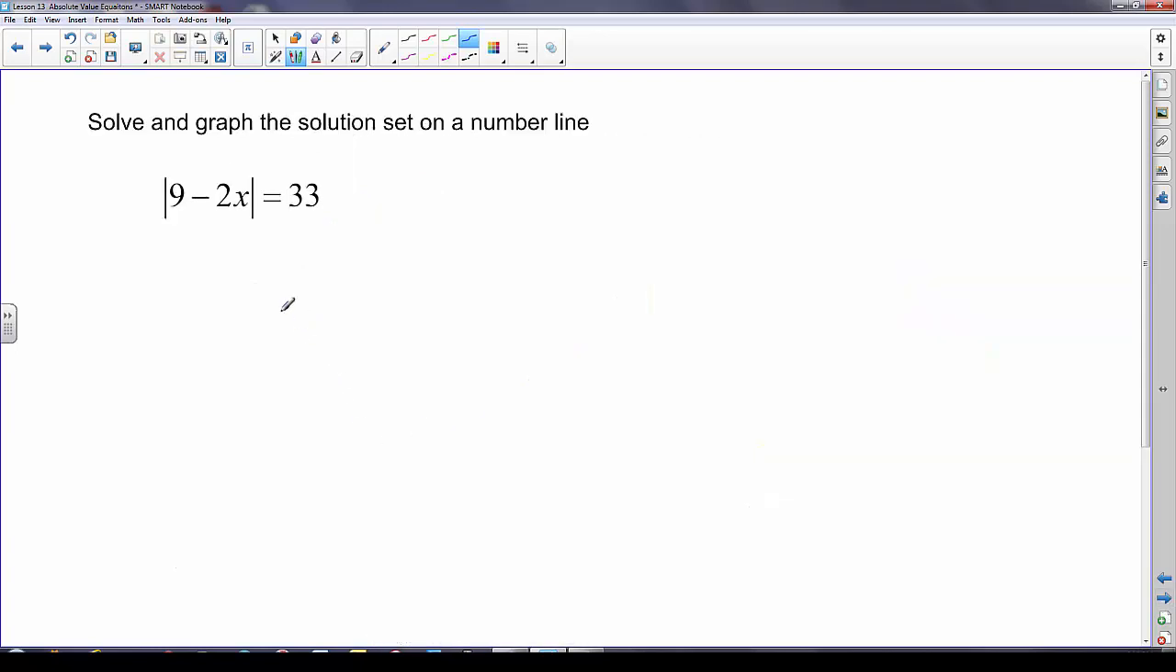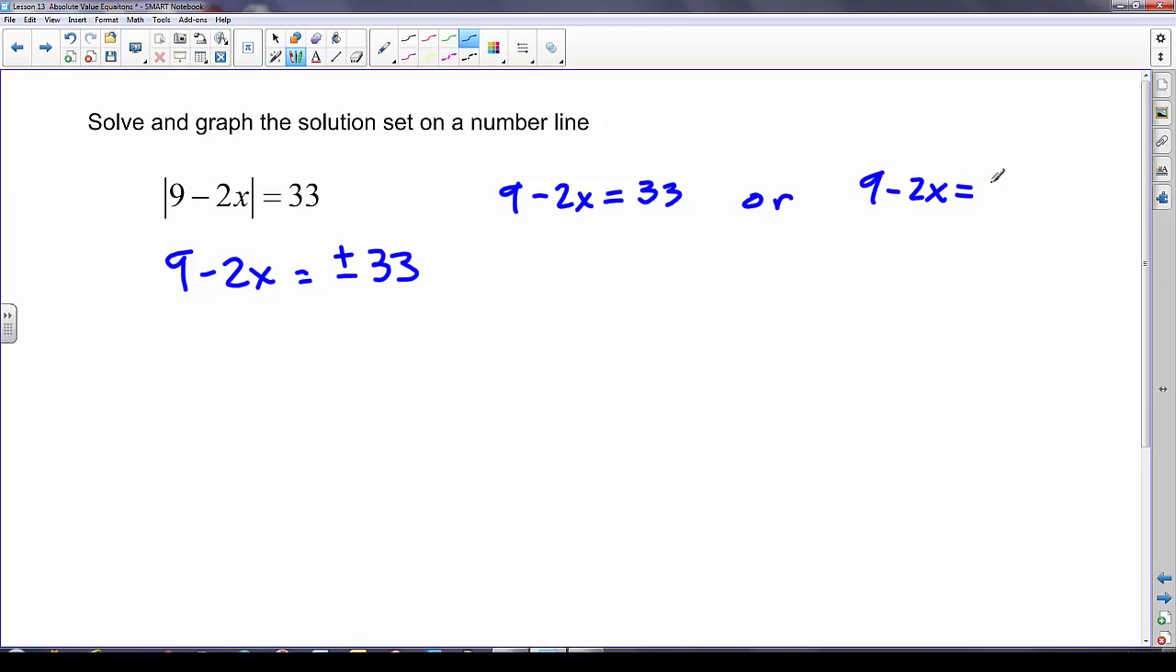This problem is really no different. I have an inside, so the inside is equal to the plus and minus value of the outside. Two equations to set up. 9 minus 2x is equal to 33. Or, I know that 9 minus 2x could be equal to negative 33. So I've got a couple of two-step problems I need to solve.